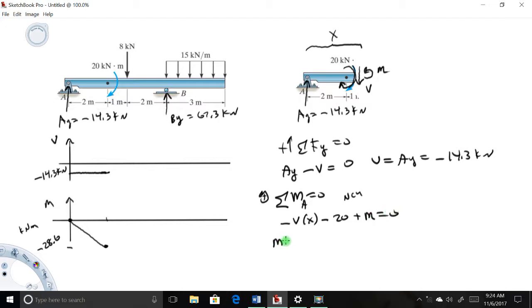So for our moment function, we have to add both of these terms. It's going to equal the shear times x plus 20. Keep in mind that the shear is minus 14.3 kilonewtons, so let's put minus 14.3 x plus 20. And again, this will now be in kilonewton meter. All right, so we have functions now that are good from x equals 2 to 3. Our shear has not changed. It just keeps on trucking.